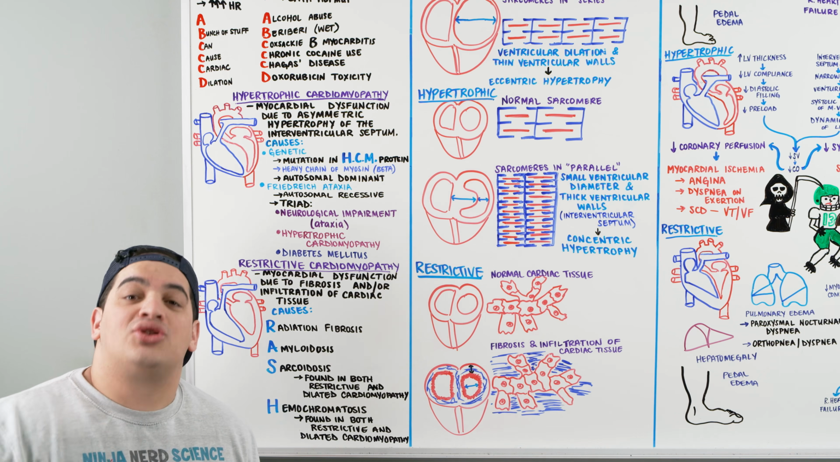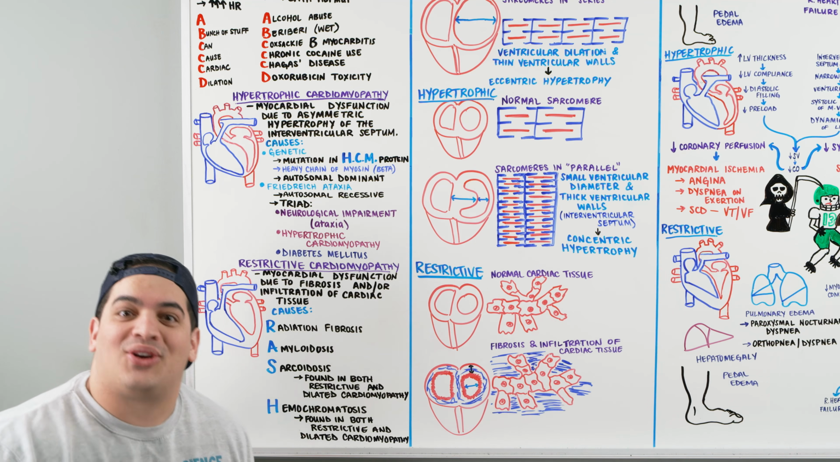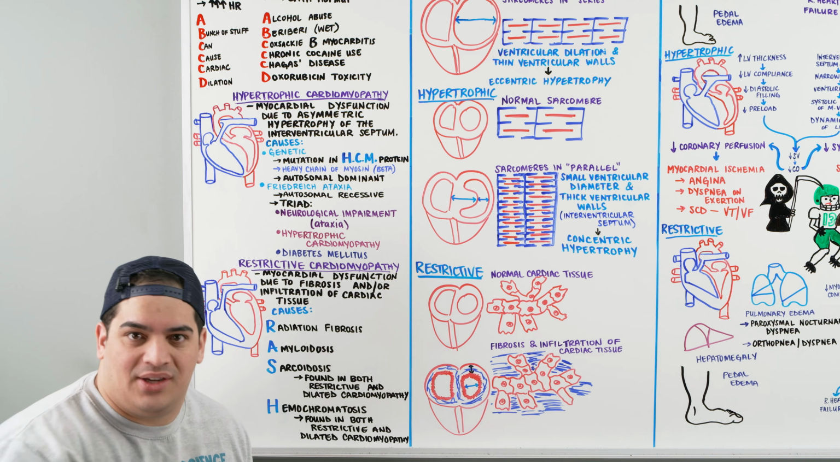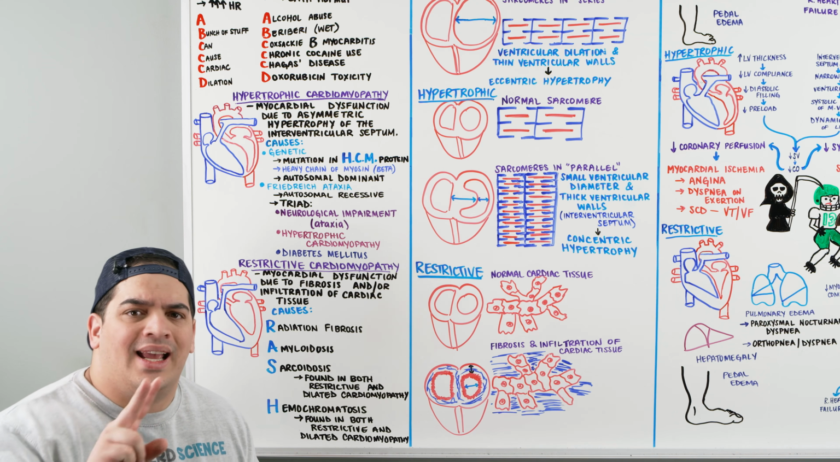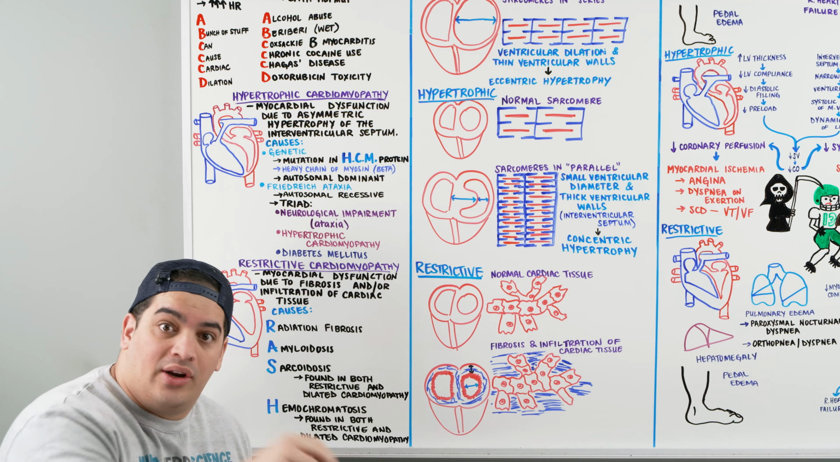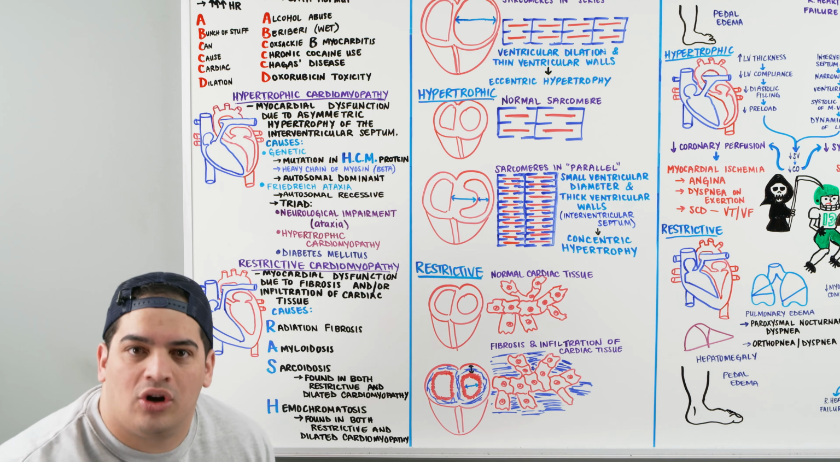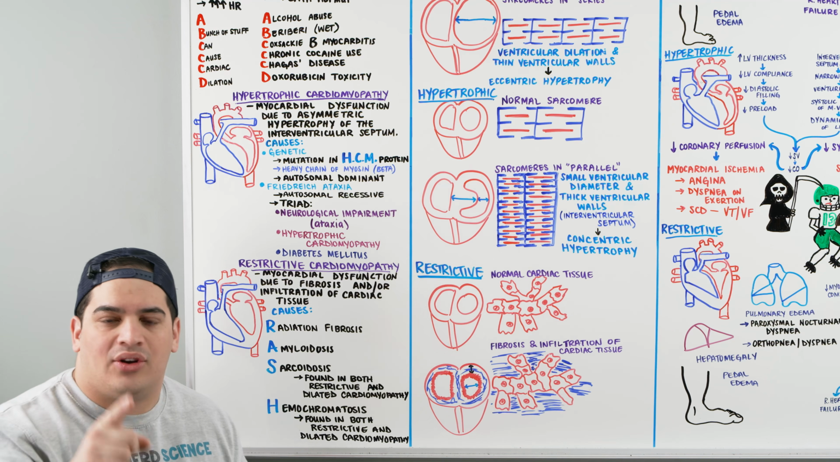You know what another one is? Sarcoidosis. Non-caseating granulomas get deposited into the cardiac tissue. And last but not least is hemochromatosis, which is iron deposition within the cardiac tissue. Two things I want you to remember here is that sarcoidosis and hemochromatosis, which again, non-caseating granuloma deposition and iron deposition, not only occur in restrictive cardiomyopathy, but they can also occur in dilated cardiomyopathy.